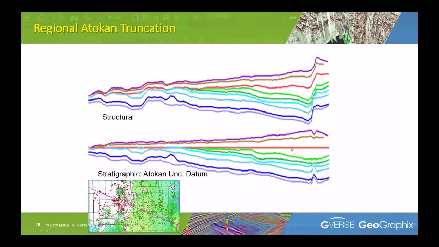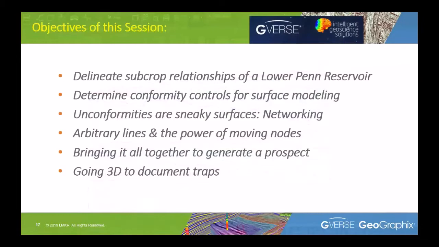So now we're going to go ahead and move on to our demonstration. And the objective today is to talk about how we would delineate subcrop relationships in this lower Pennsylvanian reservoir. We're going to talk about how we might approach determining conformity controls for the geosurface modeling. If you don't apply those careful conformance and unconformity controls, it can make a mess out of your projected positions of individual surfaces.